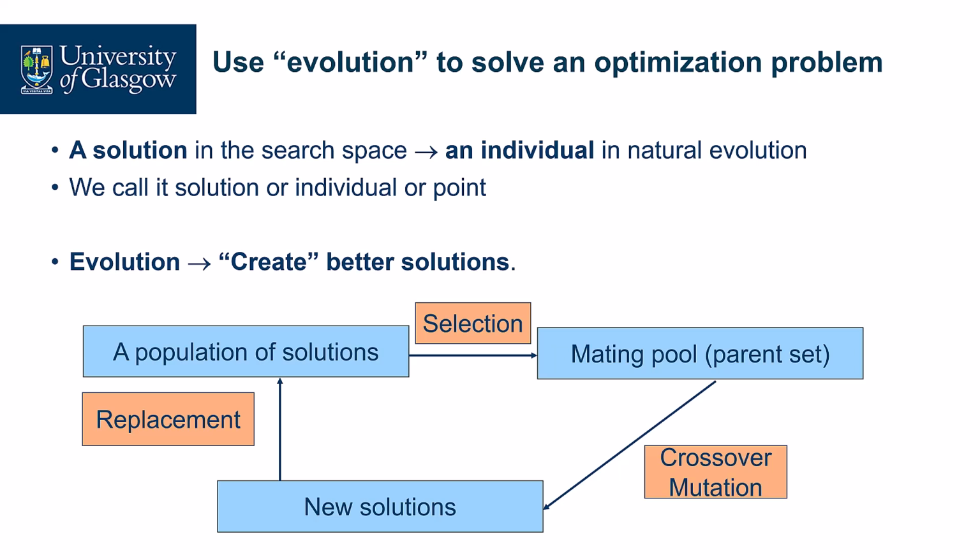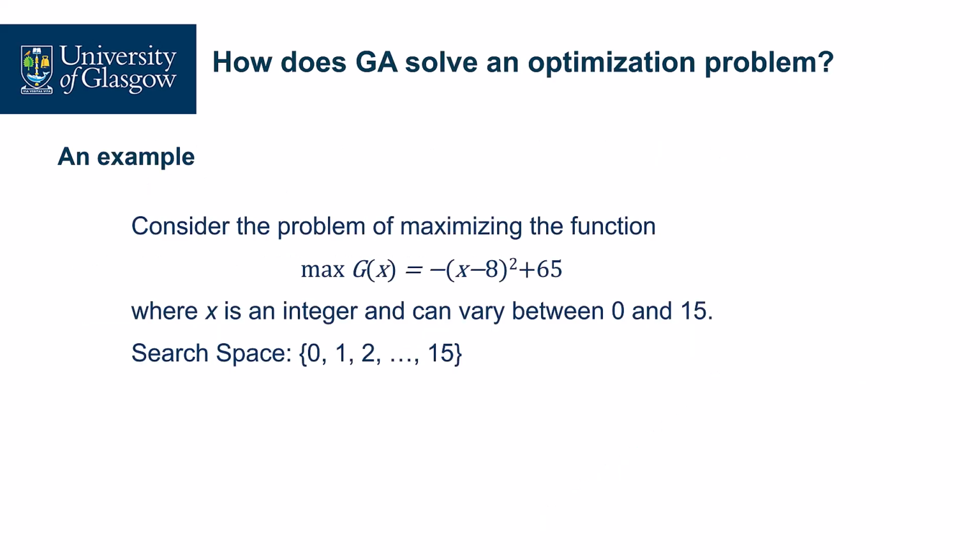Now let's see how this process goes by a practical problem. So the problem as I prepared is here. Here we are going to maximize the function g(x). So this is the expression of g(x), right? x is an integer from 0 to 15. So in the search space, there are 16 possibilities, right?